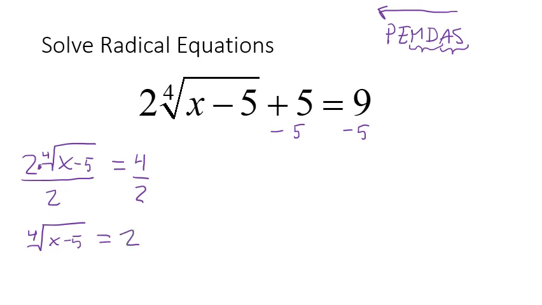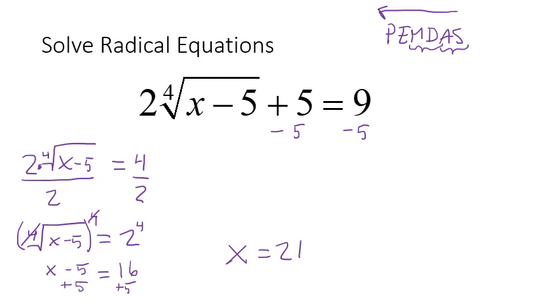Now, to get rid of our radical symbol, the inverse of our fourth root would be to the 4th power. That's how we get that to cancel. So our index and our exponent are gone. x minus 5 equals 2 to the 4th is 16. I'm now inside my parentheses, technically, so I can finish off my problem by adding 5 to both sides. That gives me an answer of x equals 21.